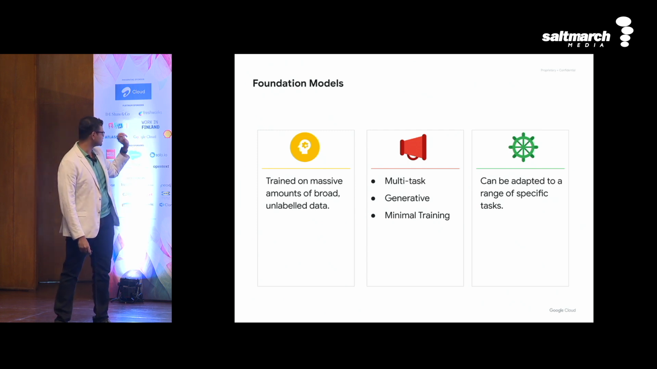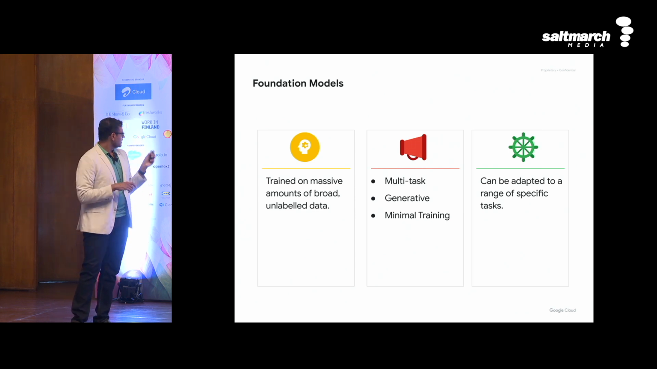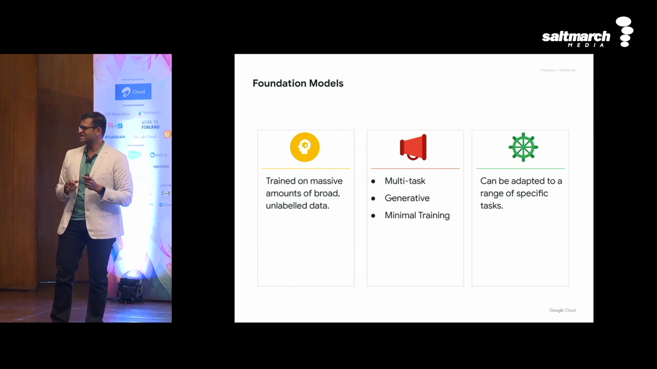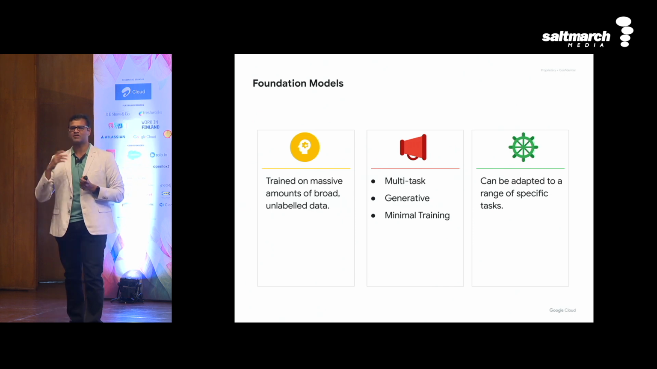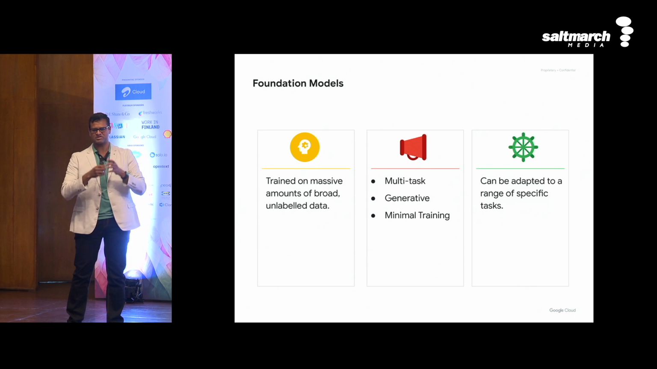Foundation models are trained on massive amounts of broad unlabeled data. That is what they are. What is interesting are the properties of these foundation models. Foundation models end up being multitask and not single task. This means that they can do multiple things, right? That is beyond what they were trained for, not trained for a specific purpose.